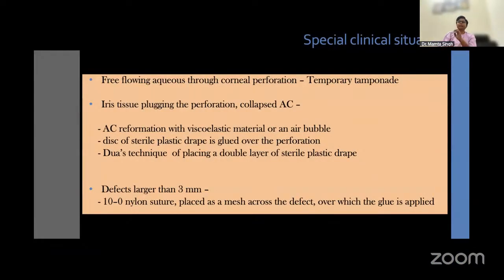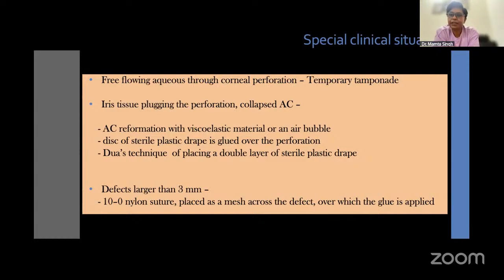And then there are certain special clinical situations where we need to pay special attention. If there is a free-flowing aqueous through the corneal perforation, then it is important to put a temporary tamponade. Otherwise, the glue is not going to stay there. If the iris tissue is plugging the perforation and the AC is collapsed, it is important to reform the AC with the help of viscoelastic or an air bubble. And despite that, the iris has a very strong memory and tries to come back. If that is happening, then put a sterile plastic drape and put the glue over it. If required, put another layer of sterile drape, that is the Duas technique, and on top of it, put a BCL.